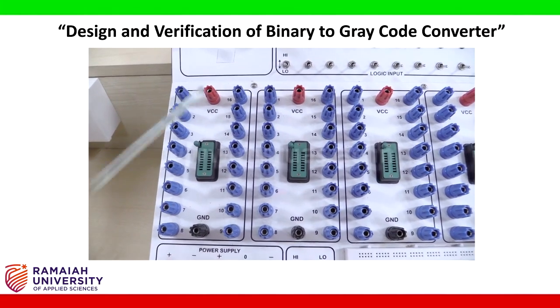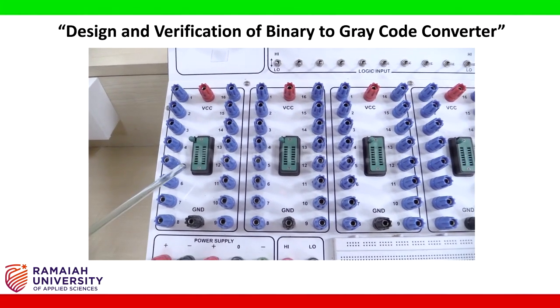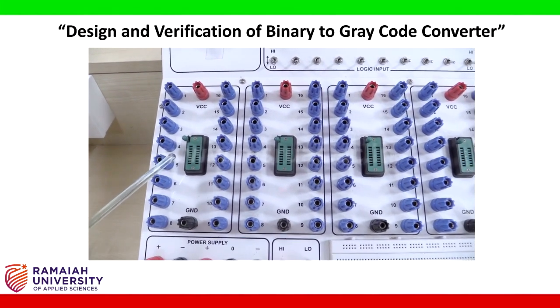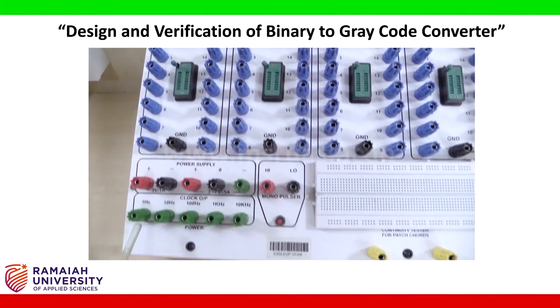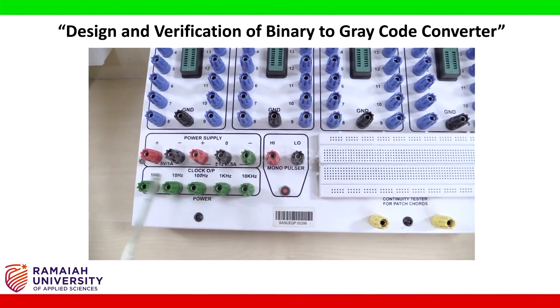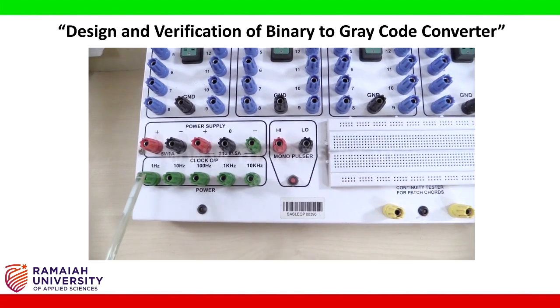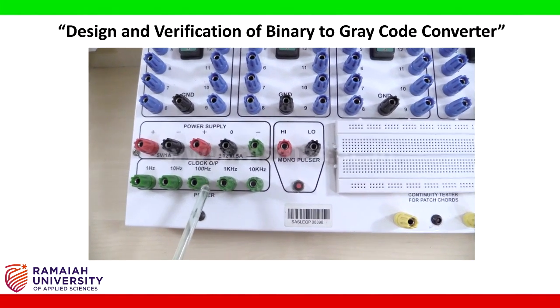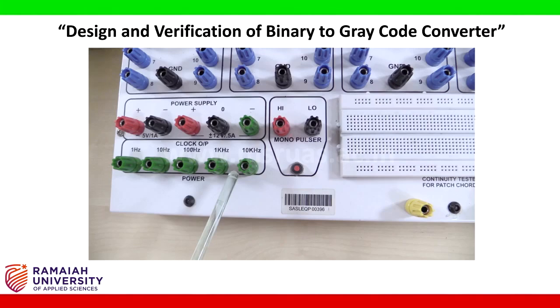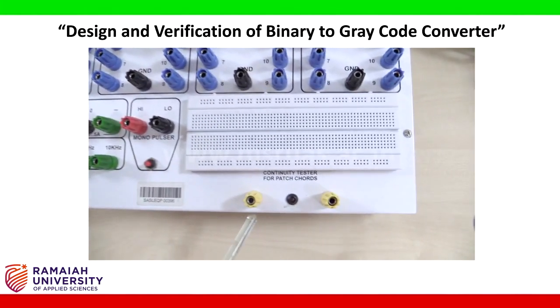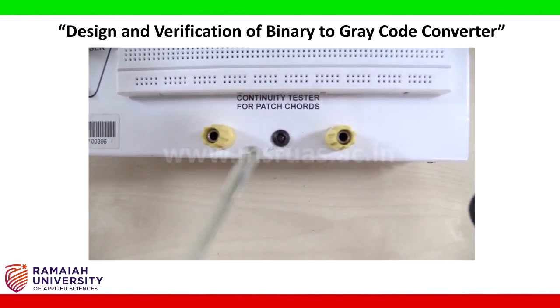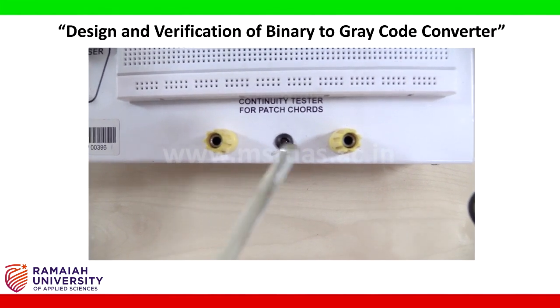VCC and ground are used to give the power supply to the IC connected here, and at the bottom you can see there are clock signals of various frequency: 1 Hz, 10 Hz, 100 Hz, 1 kHz and 10 kHz. And at the right side you can see there are two yellow color knobs which are used to check the conductivity of the patch cords.